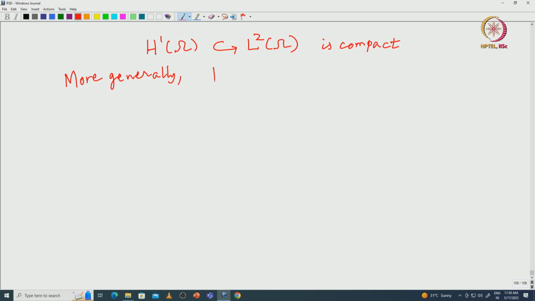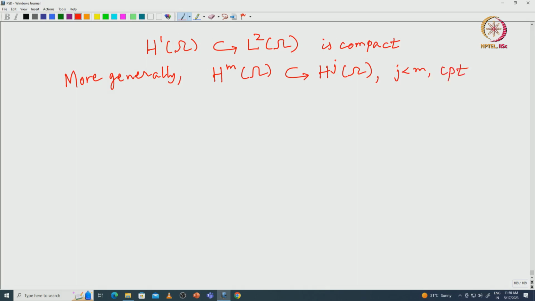So, if we have Hm omega, obviously this is embedded in H1 omega, so you require less number of derivatives. This condition, and suitable assumptions on the smoothness of the boundary, because we are now taking higher order derivatives here, weak derivatives. So, this is also compact.